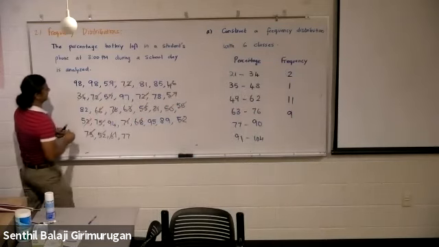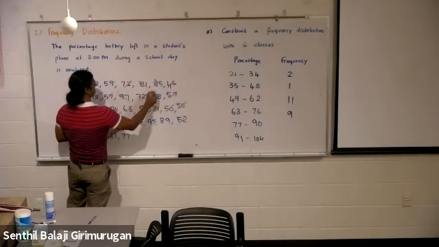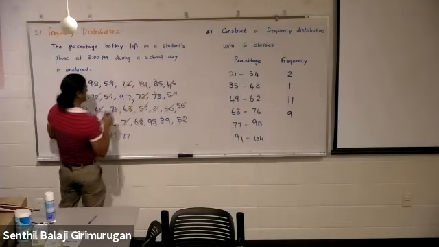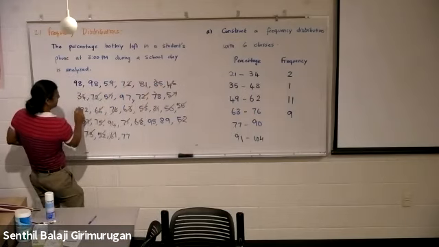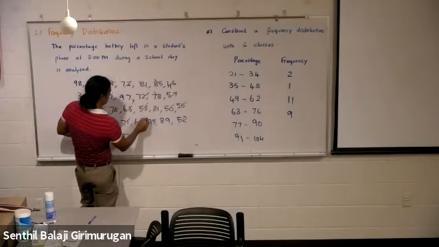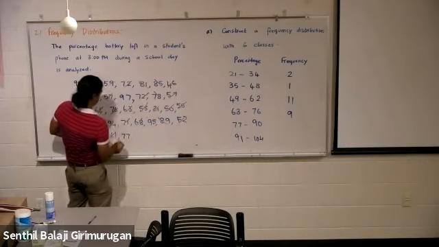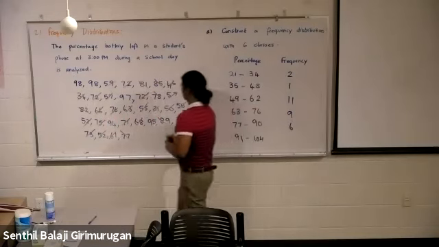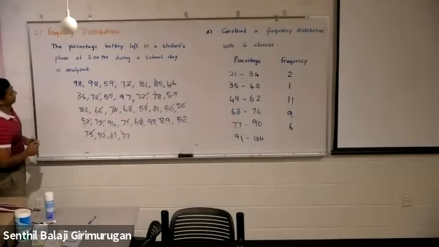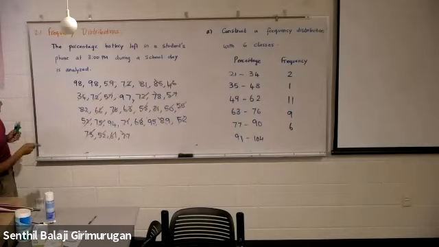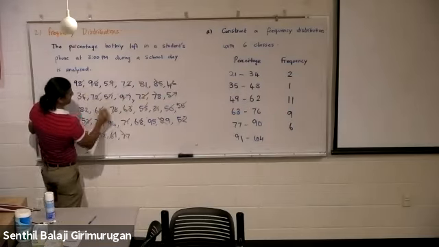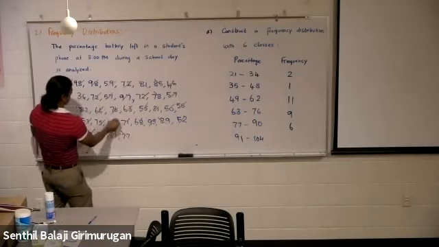77 to 90. 1, 2, 3. Bottom row 77, 4. Bottom row, 5, and bottom end, 6. And lastly, 91 to 104: 1, 2, 3, 4.